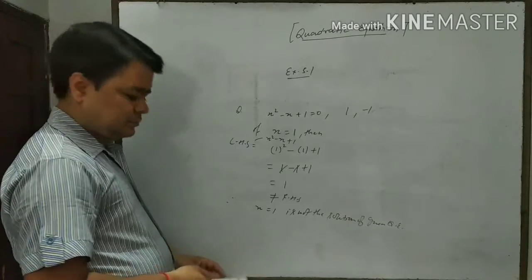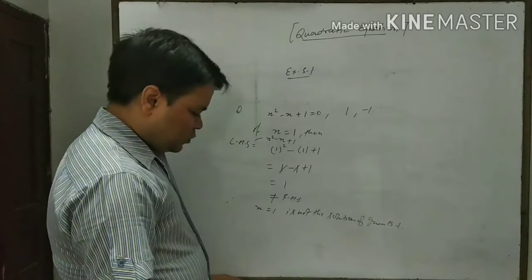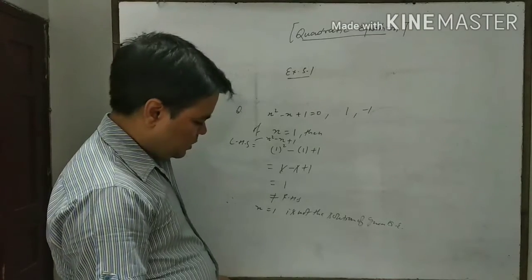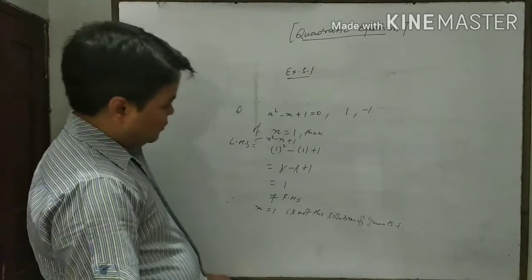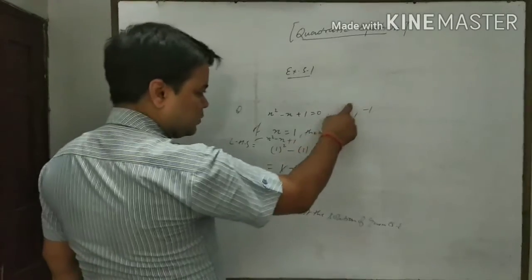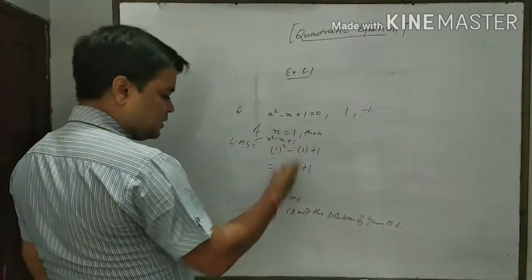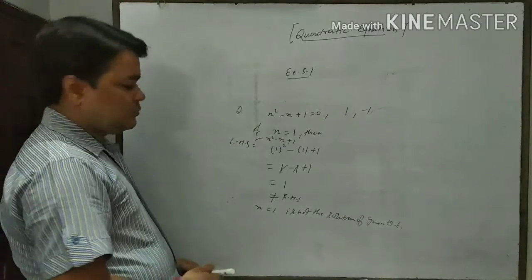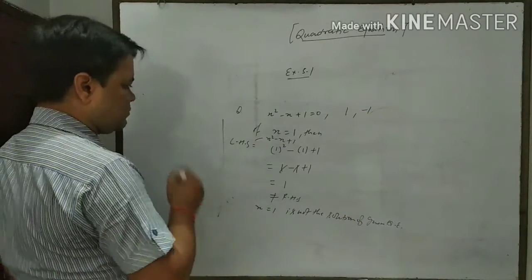Getting? In each of the questions, in each of the following, determine whether the given numbers are roots of the given quadratic equation or not. So here the first one, x is equal to 1, is not a solution of the given quadratic equation. Now let us check the second one.